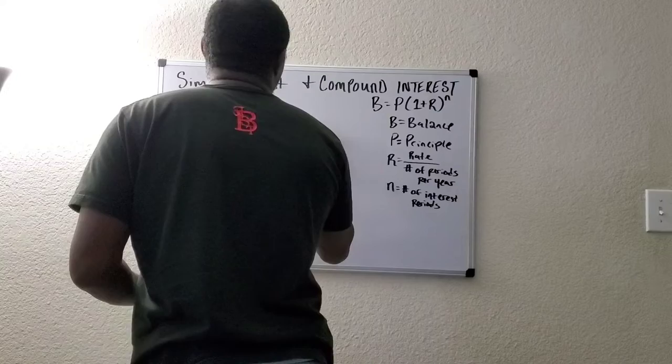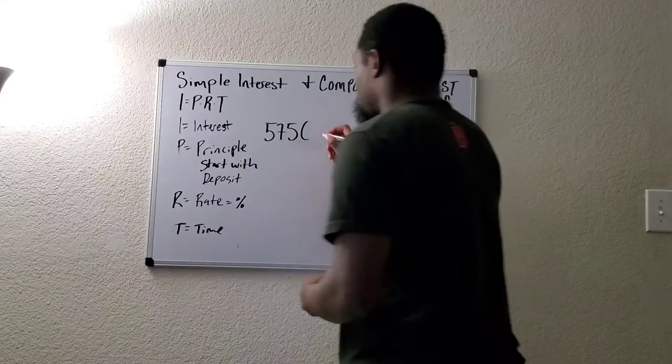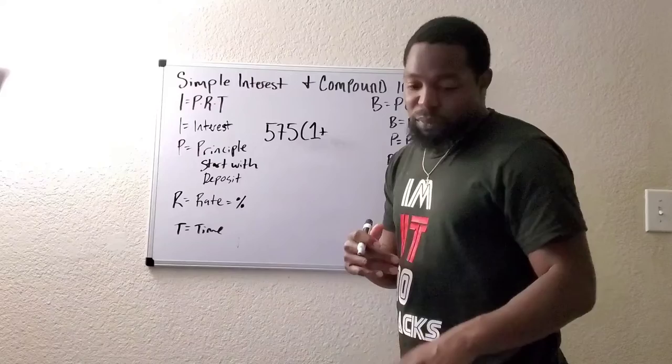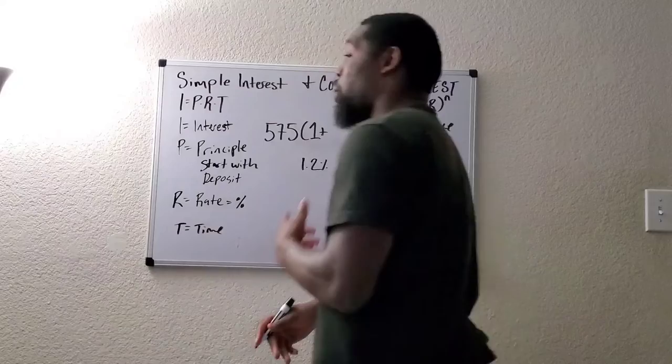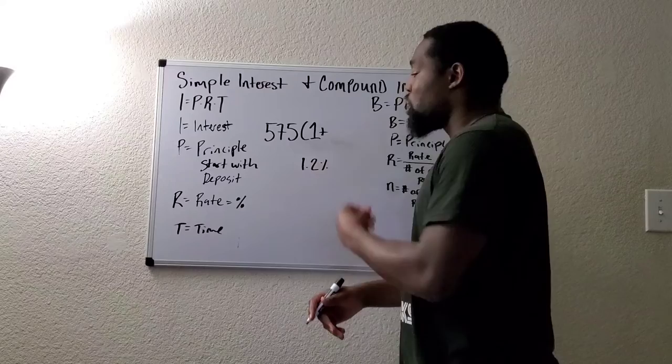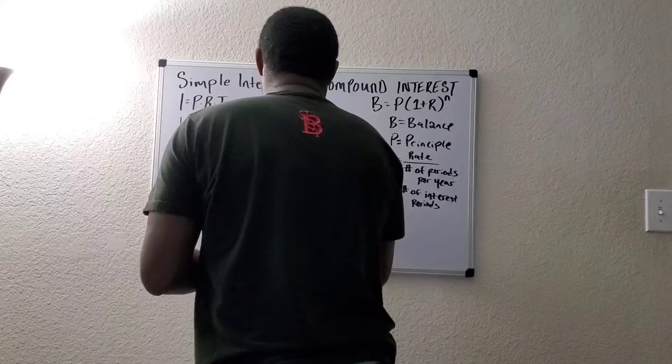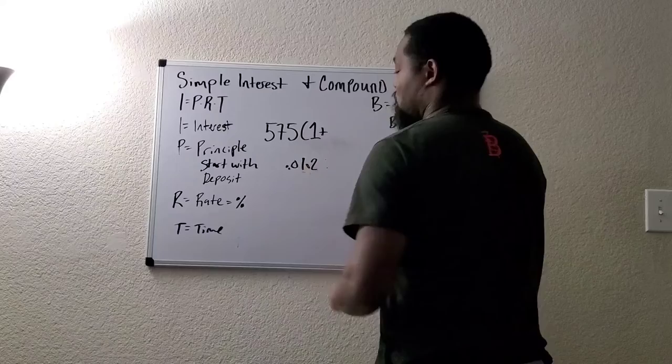Open parentheses. What number goes here? It's always going to be the same number. That's your 1. Plus our interest rate, which was 1.2%. Now I know that this is already written as a decimal, but it's a decimal and it's still a percent. So you still have to move this. You got to get rid of your decimal. You have to get rid of your percent sign. So now you're dealing with that. So we're gonna put 0.012.